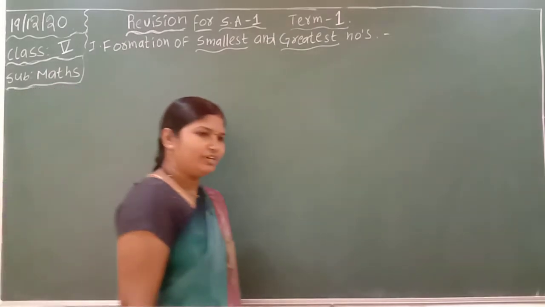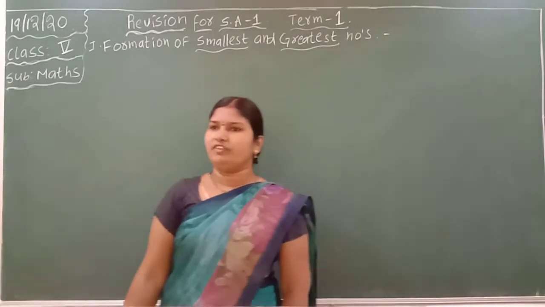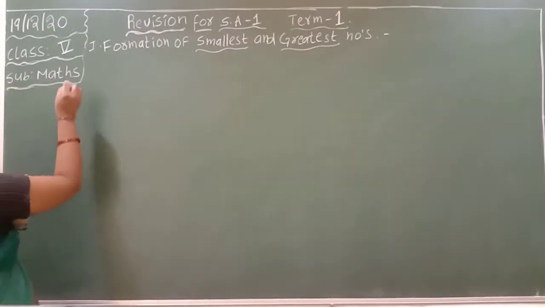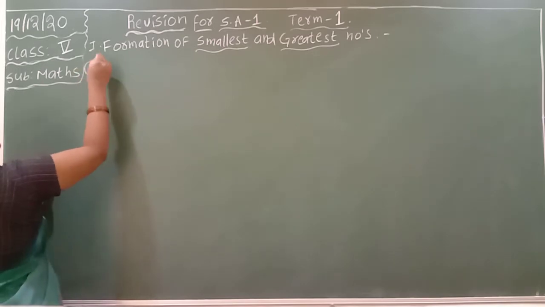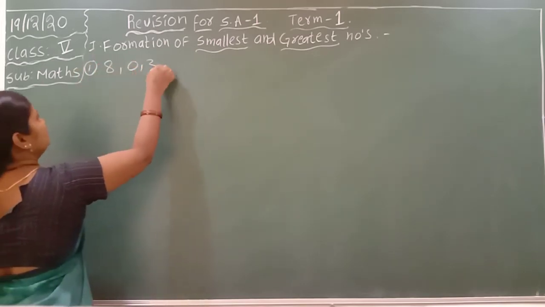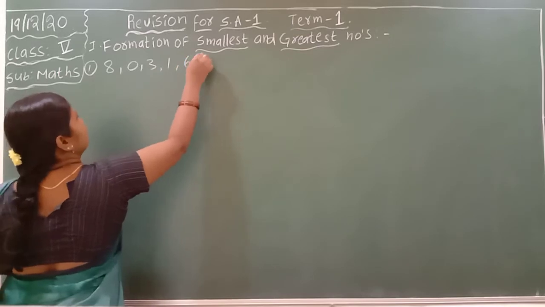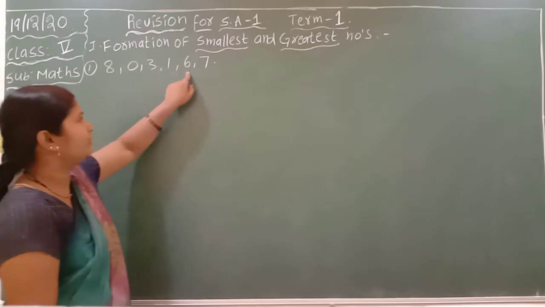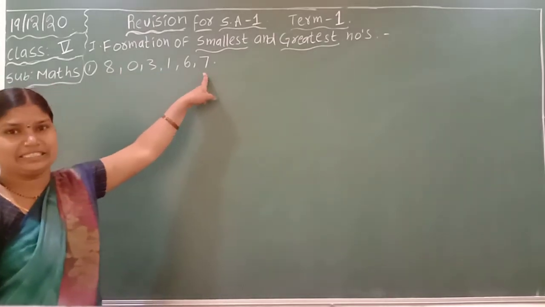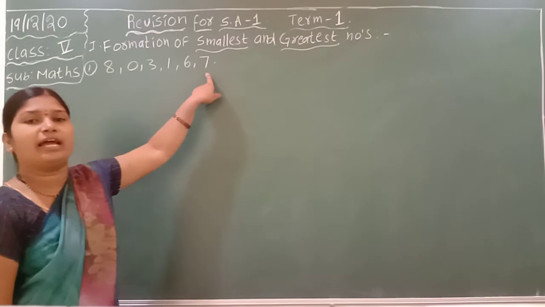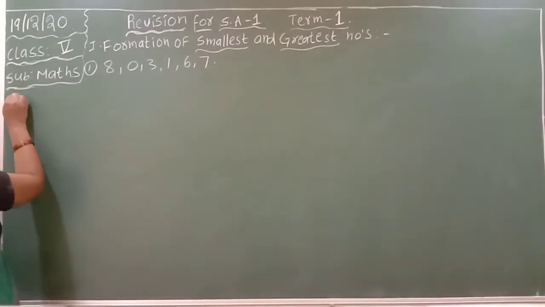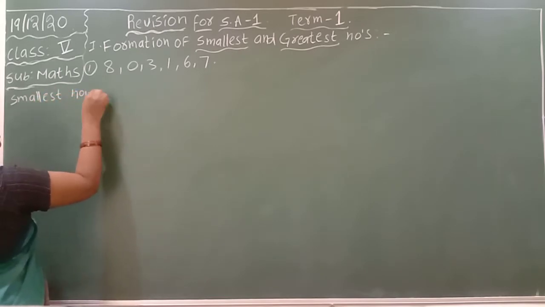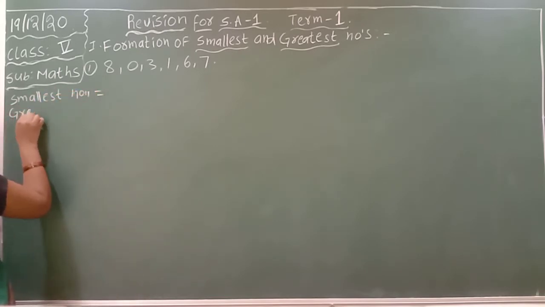Smallest number. First of all, observe the given digits. I am taking the first question as 8, 0, 3, 1, 6, 7. Here 1, 2, 3, 4, 5, 6, I took 6 digits. Using these 6 digits, write down the smallest number. First, the smallest number. After that, the greatest number.